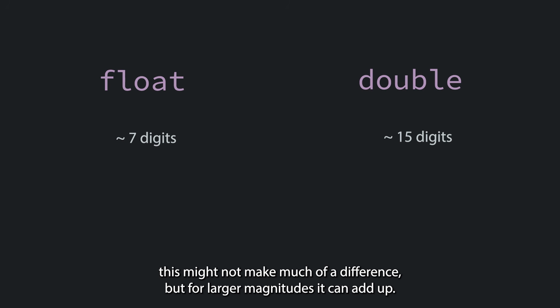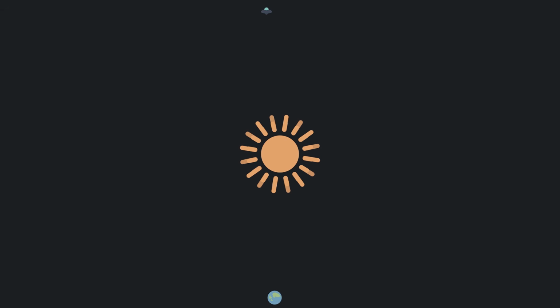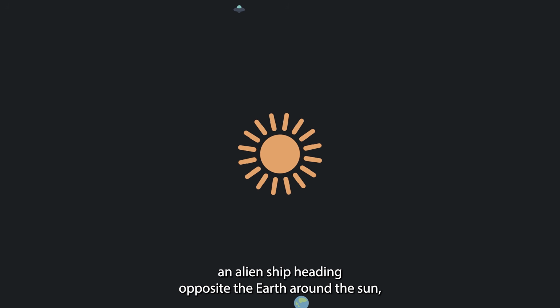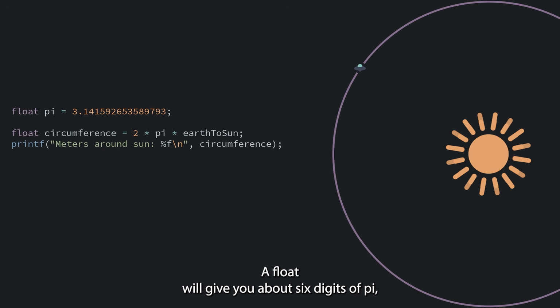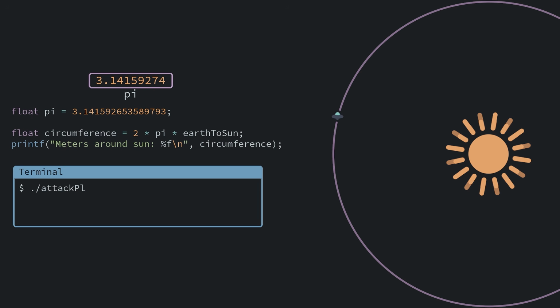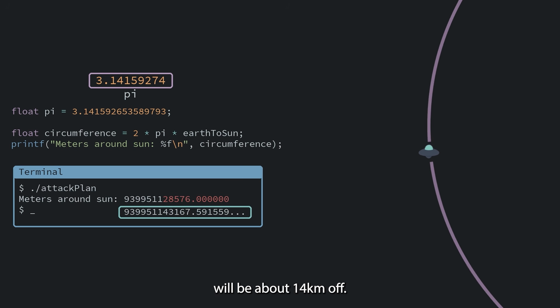A lot of the time, this might not make much of a difference, but for larger magnitudes, it can add up. If there's an alien ship hiding opposite the Earth around the sun, and you're trying to calculate the length of their path to go say hi, a float will give you about 6 digits of pi, which means your calculation will be about 14 kilometers off.